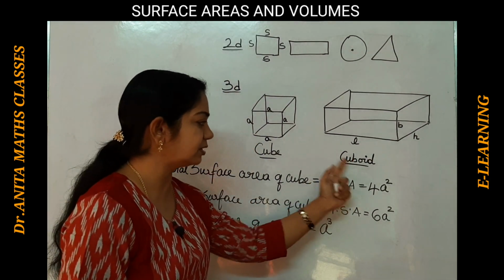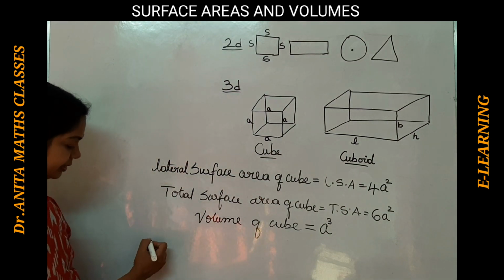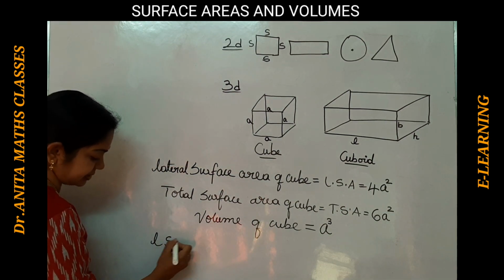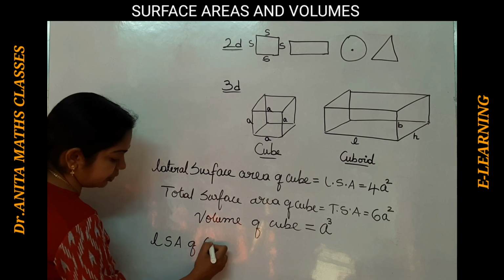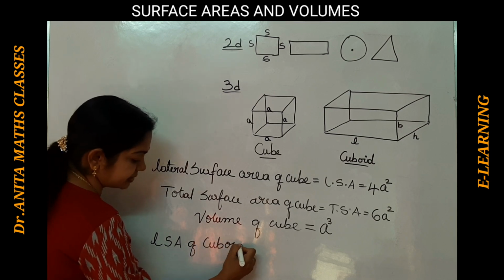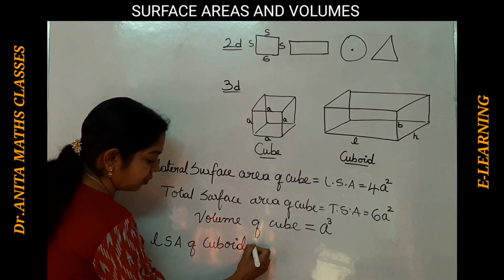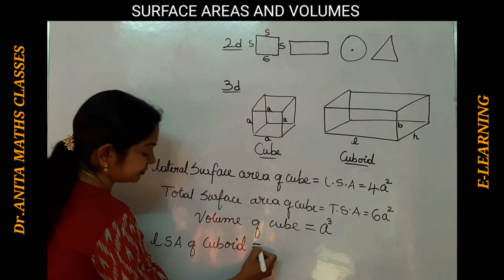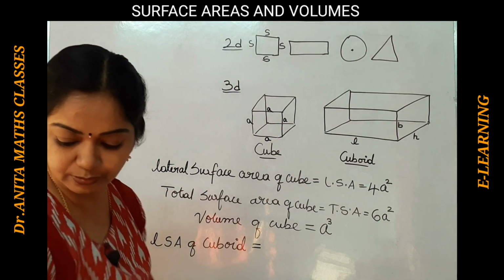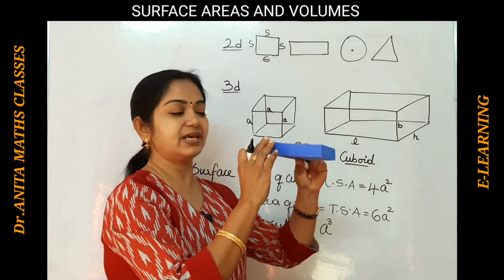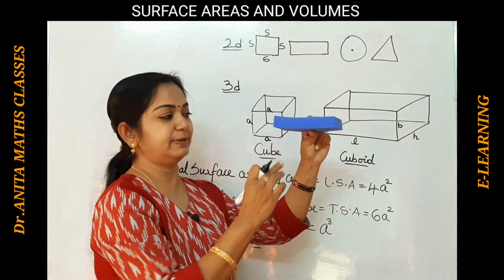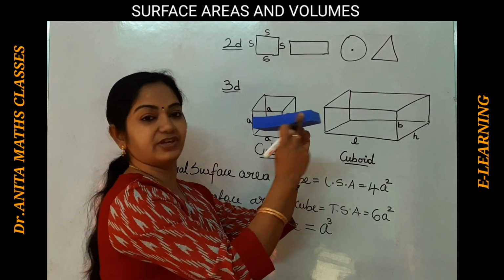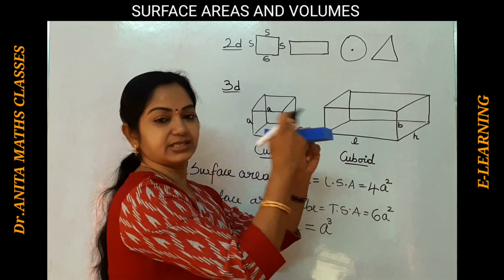Now let us write the formulae for the cuboid. Now the same thing, LSA of cuboid, that is lateral surface area of a cuboid. Now here, for the cuboid, lateral surface area means if I keep it like this, all the 4 surfaces, 4 faces, I want.